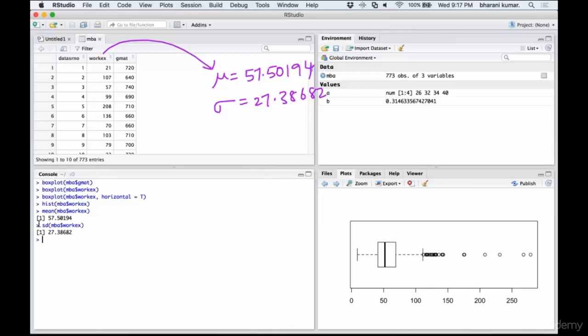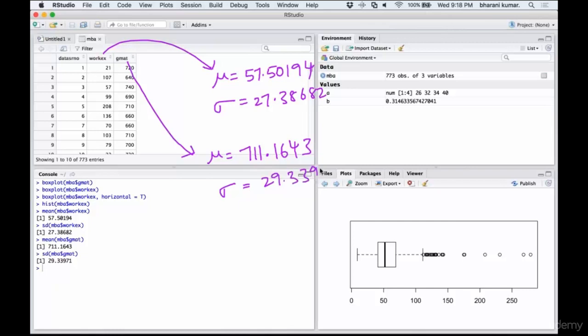Now let me do that for GMAT. So if I calculate the average of GMAT, which is MBA dollar GMAT, you get so much. And if you do a standard deviation for the same, that is GMAT, you get this. So for this GMAT random variable, average is 211.1643 and sigma equal to 29.33971. So for each and every random variable, you will have a different average, different mu, and different standard deviation sigma.